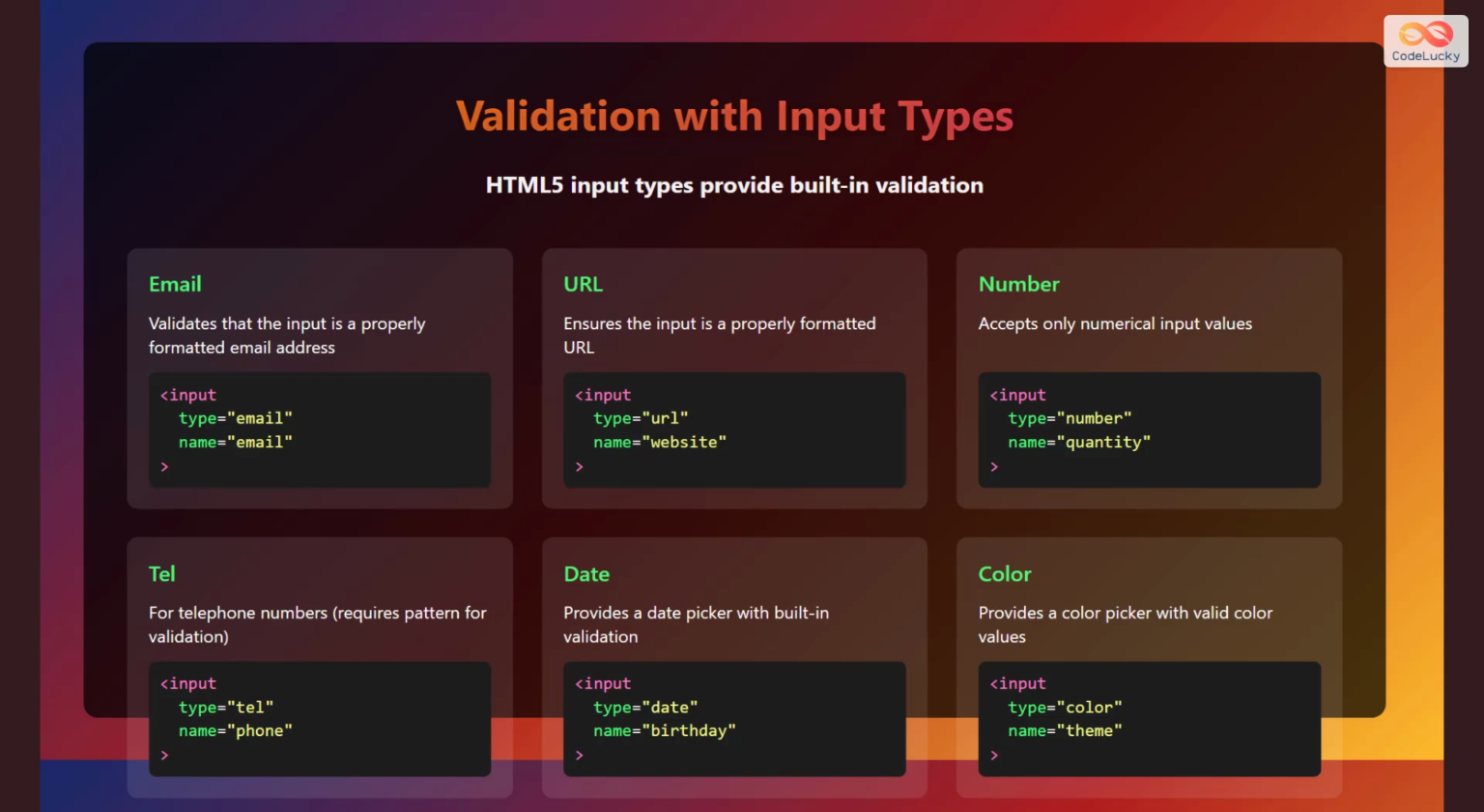The number input type accepts only numerical input values. The telephone input type is for telephone numbers, and it often requires a pattern attribute for more specific validation. The date input type provides a date picker with built-in validation. Finally, the color input type provides a color picker with valid color values.